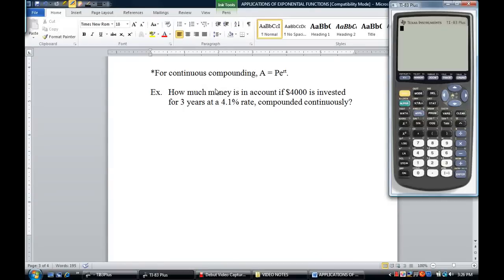Sometimes interest is compounded continuously. So in that case, that's where we're going to use the e. So this is the application of the e, the natural number. So this is A equals Pe raised to the rt power.